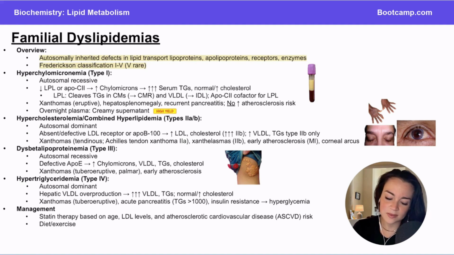So familial dyslipidemia type 1 is called familial hyperchylomicronemia. This is inherited in an autosomal recessive fashion. And this is going to be a defect either in LPL, which is lipoprotein lipase, or else ApoC2. Now, just to remember what those things are, remember lipoprotein lipase is what is in charge of cleaving triglycerides within chylomicrons and turning them into chylomicron remnants. The other thing it does is it cleaves the triglycerides out of VLDLs and turns them into IDLs. And then remember, ApoC2 is the cofactor for lipoprotein lipase.